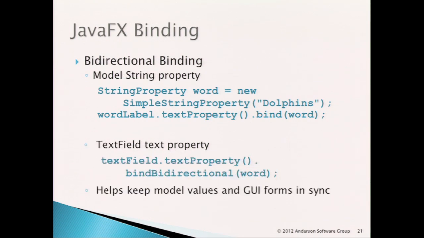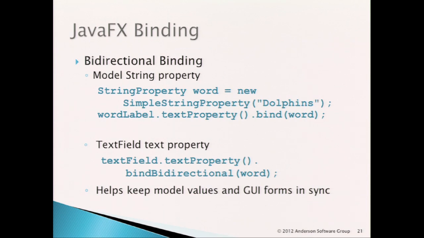Let's look at bidirectional binding now. Bidirectional binding looks like this. I'm going to repeat the same two lines that we had before. String property word equals new string property dolphins, word label text property bind word. And we already saw that. And what happens once again here is that when word changes, word label updates.